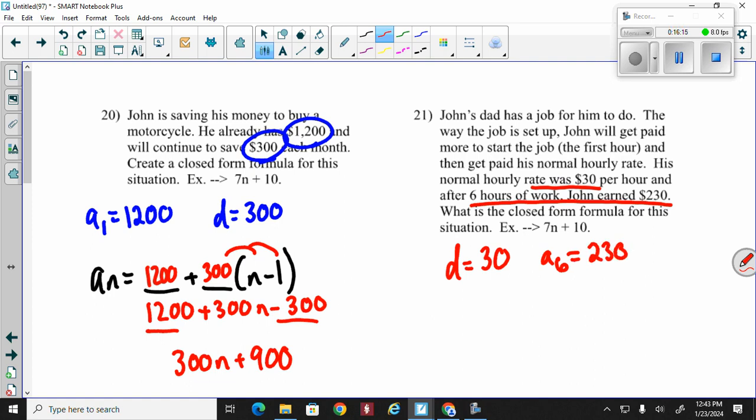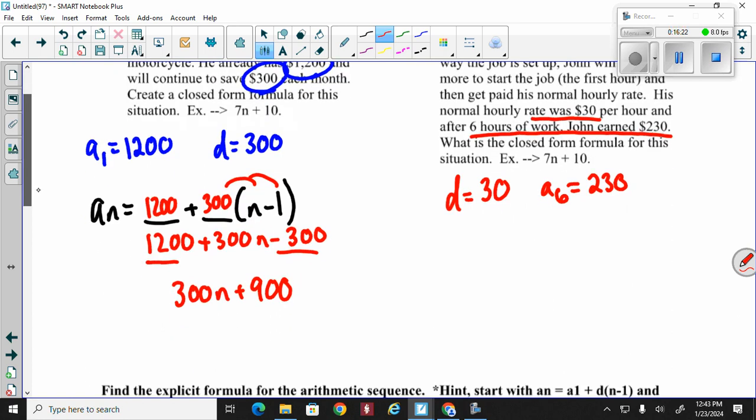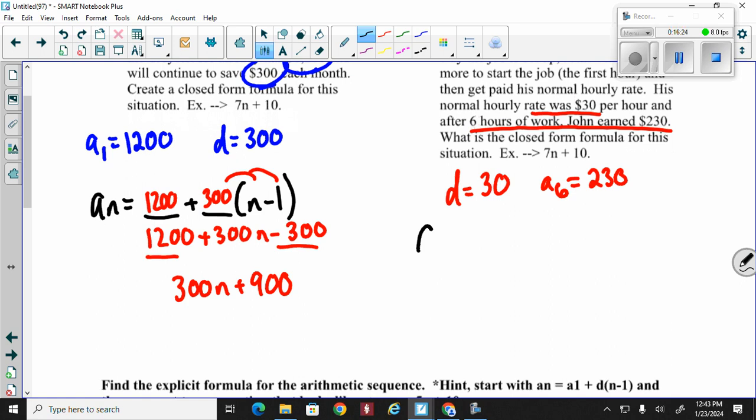So basically what we have here is the same as questions 16 and 17, 18, 19. I mean, literally the same thing. So we're going to a of n is equal to something plus something n minus 1. So we're looking for our first term.